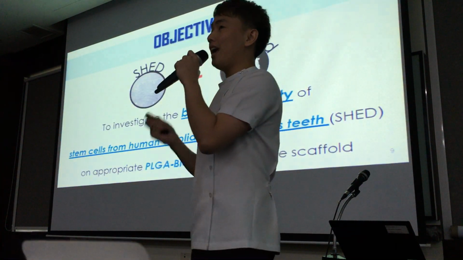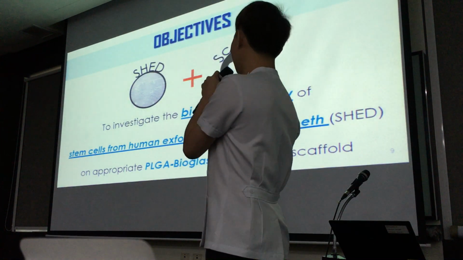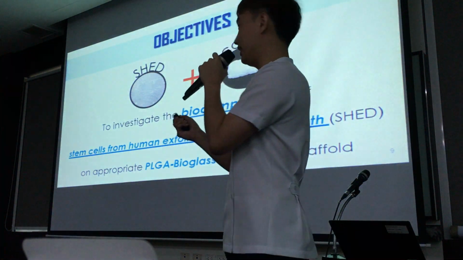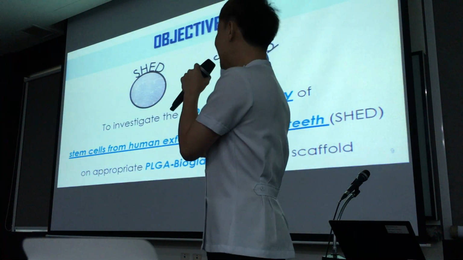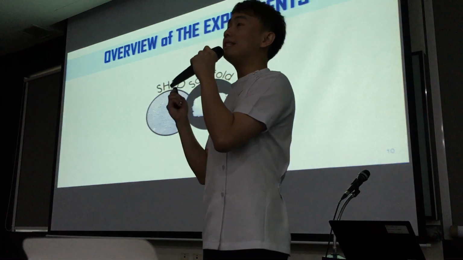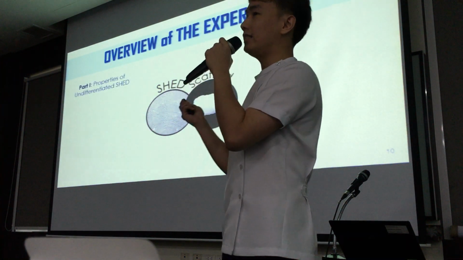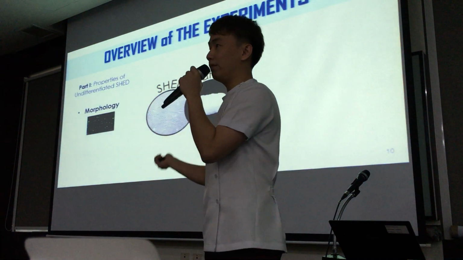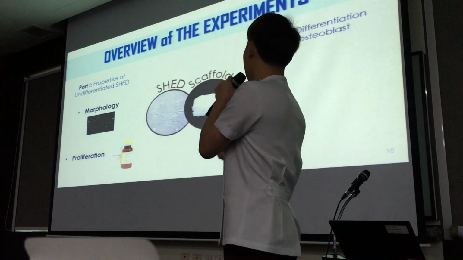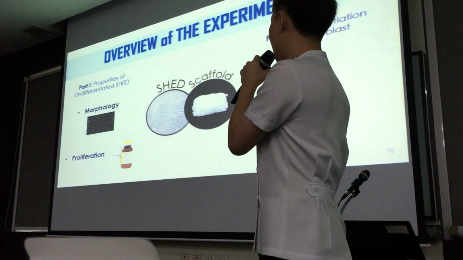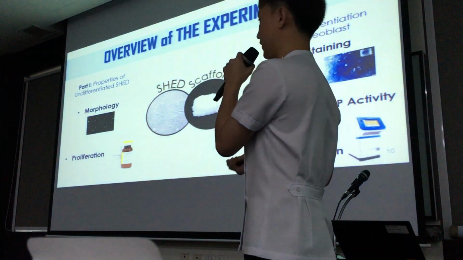Therefore, our study aims to investigate the biocompatibility of stem cells from human exfoliated deciduous teeth, or SHED, on an appropriate PLGA bioglass composite scaffold. To accomplish that, we designed the experiment in two parts. The first part is the study of undifferentiated SHED, consisting of morphology and proliferation. The second part is the study of the differentiation of SHED into osteoblasts, consisting of alkaline phosphatase staining, alkaline phosphatase activity, and osteoblast-specific gene expression.